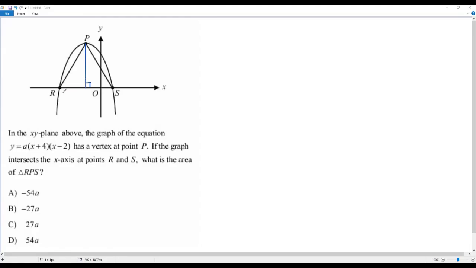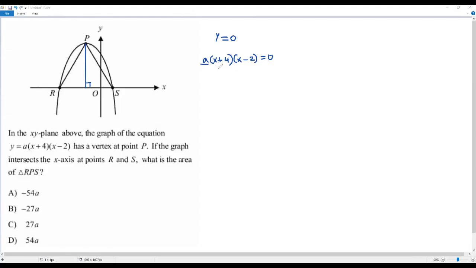Okay, to get the length of the line segment RS, I have to find the two x-intercepts of the parabola, because R and S represent the x-intercepts. To get the x-intercept, we plug in y equals 0 into the equation of the parabola. When y equals 0, the expression that is equal to y also must be 0. That is a times (x + 4) times (x - 2) equals 0.